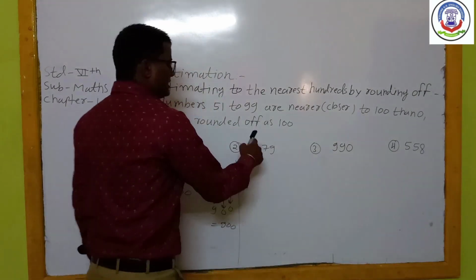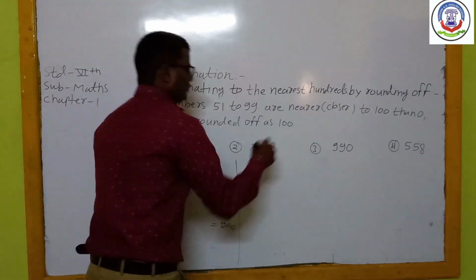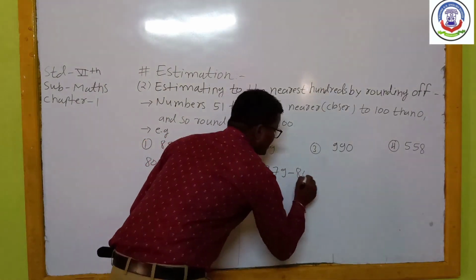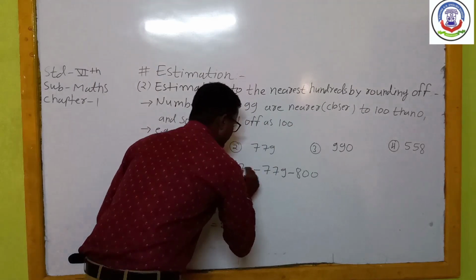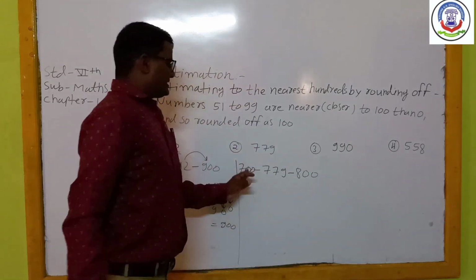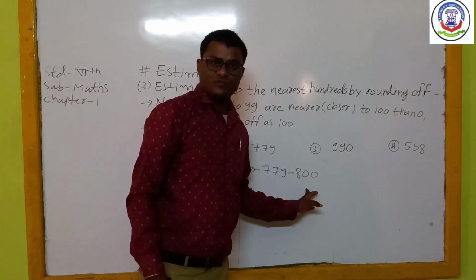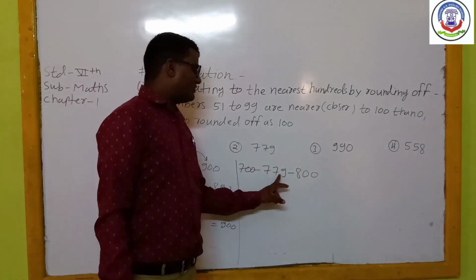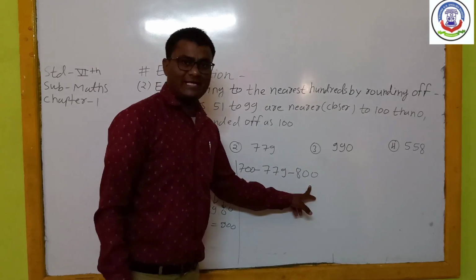Question 2, 779. You know that 779 lies between 700 and 800. Okay sir, now you can clearly see that 779 is nearer to 800.